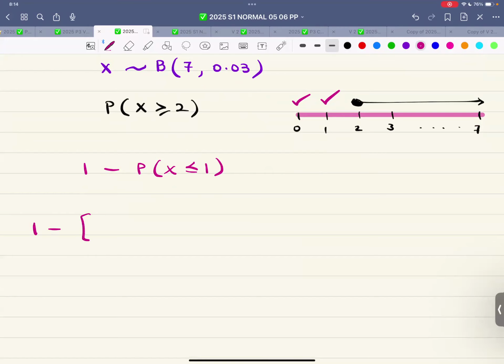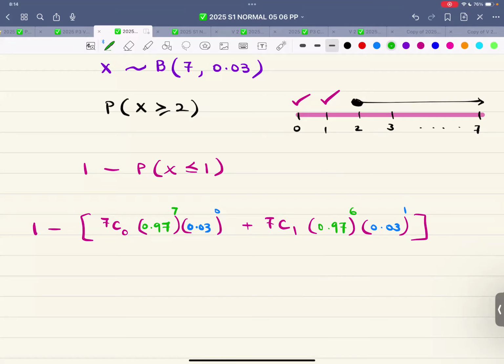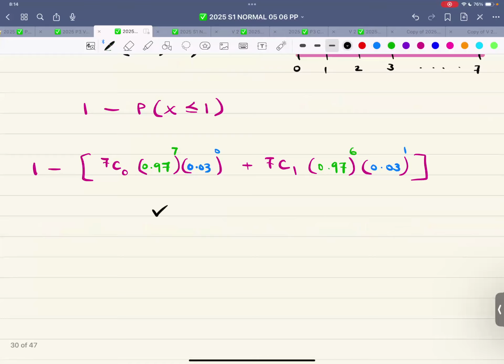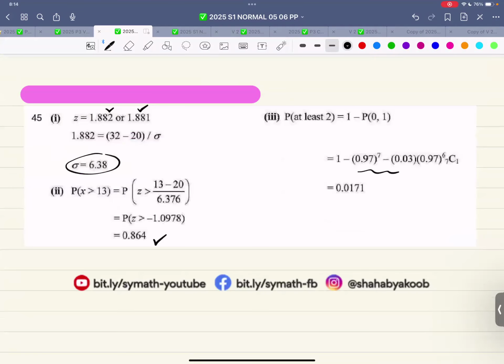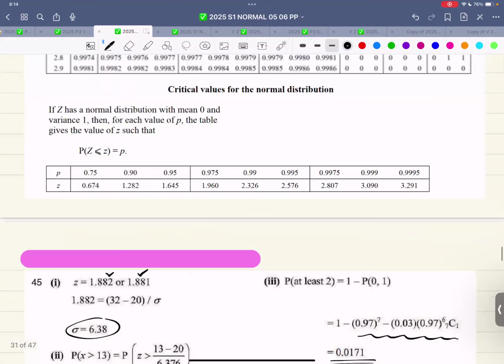This is 1 minus 7C0 and then 2 brackets and 7C1 and then 2 brackets. And what goes inside the bracket? Probability of success 0.03, power 0, power 1. Probability of failure 0.97, power 7, power 6. Of course, you should write down this value, add it up, and then subtract from 1, and then you get the answer. The answer, all this thing, is 0.0171.